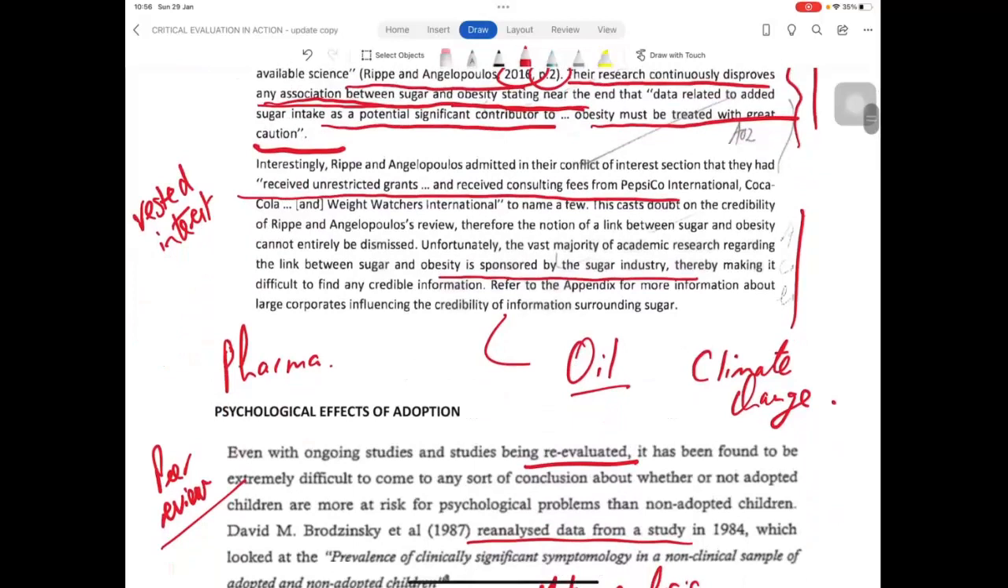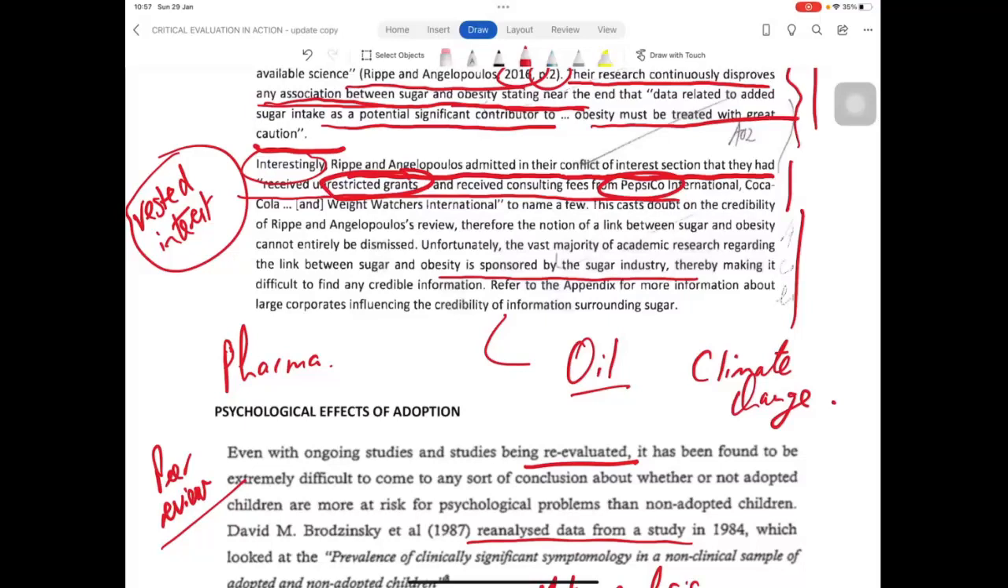Look what he shows. Interestingly, Rip and Angelopoulos admitted in their conflict of interest section that they'd received unrestricted grants from our old friends Pepsi Cola and Coca-Cola, to name but a few. So it's very interesting. One of the key things to show vested interest, to show bias in studies, as I've said before, is to follow the money.